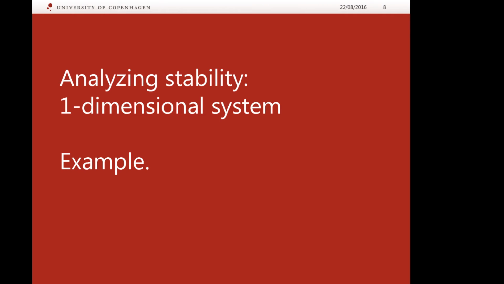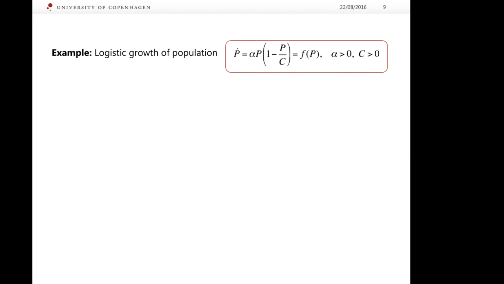Now, let us analyze the stability of a one-dimensional system using an example. Our example is going to be a first-order ordinary differential equation describing the population dynamics in the simple case, relatively simple case. There are two parameters in this equation, alpha and c, and alpha has the meaning of the growth rate of the population when it is very small, and c has the meaning of the optimal size of the population, which can be sustained given the resources available.